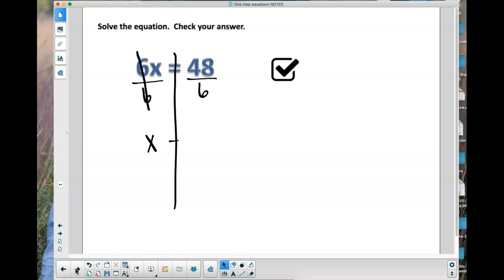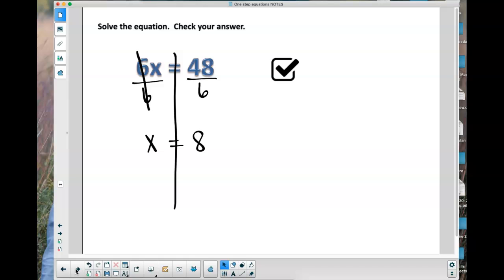I have x equals. If you don't know in your head what 48 divided by 6 is, that's okay. Use a calculator. I don't care. Okay, but what's 48 divided by 6? 8. Zachary, you're wrong. Okay, so x equals 8.